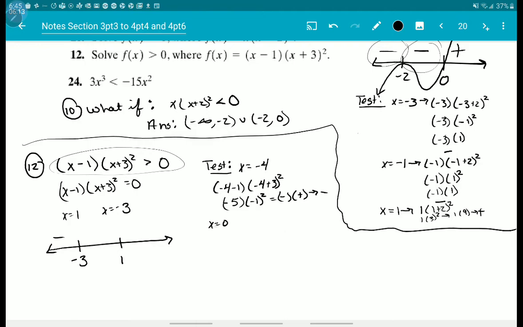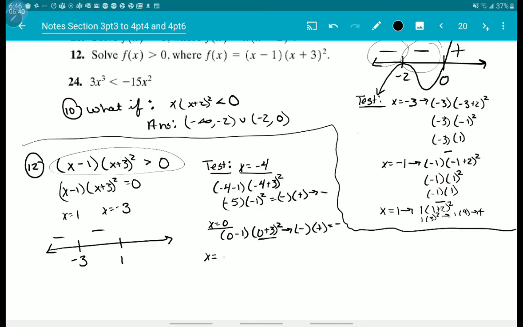If we plug in 0, 0 minus 1 times 0 plus 3 squared. So that would be a negative 1, so a negative. 3 squared is a positive, so that would be a negative. Okay, that makes sense because the multiplicity is 2 for x equals negative 3.